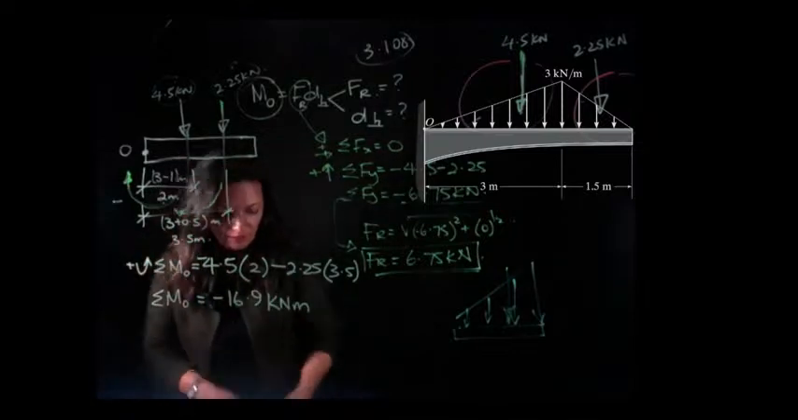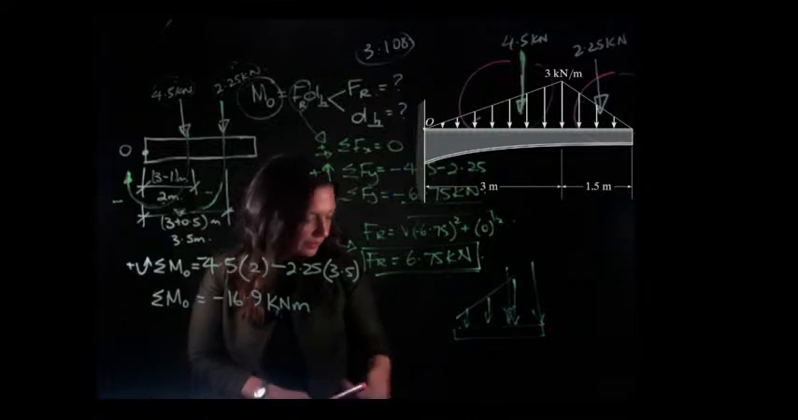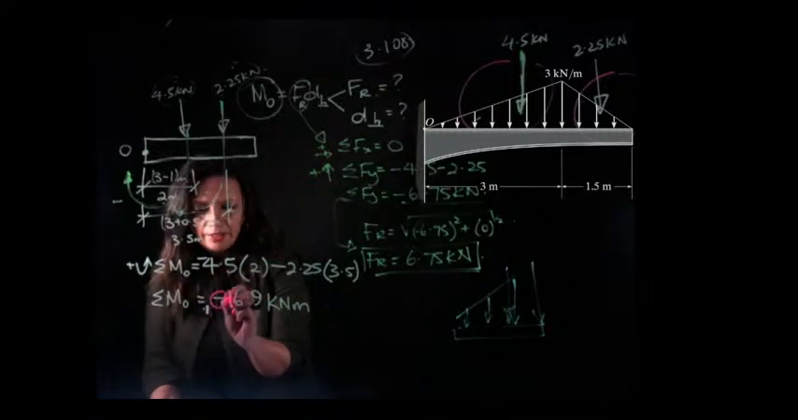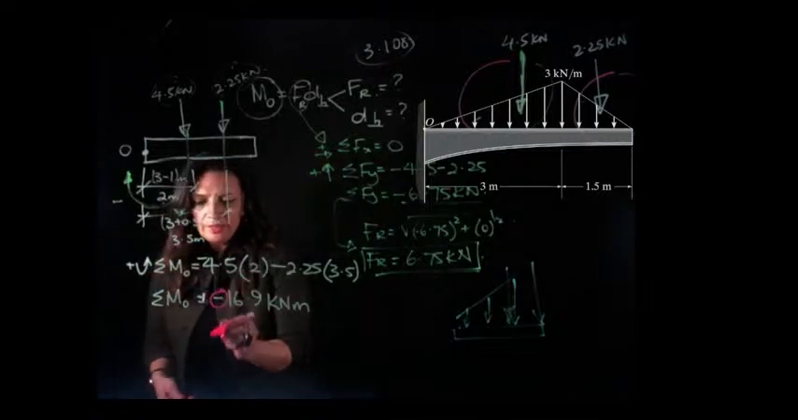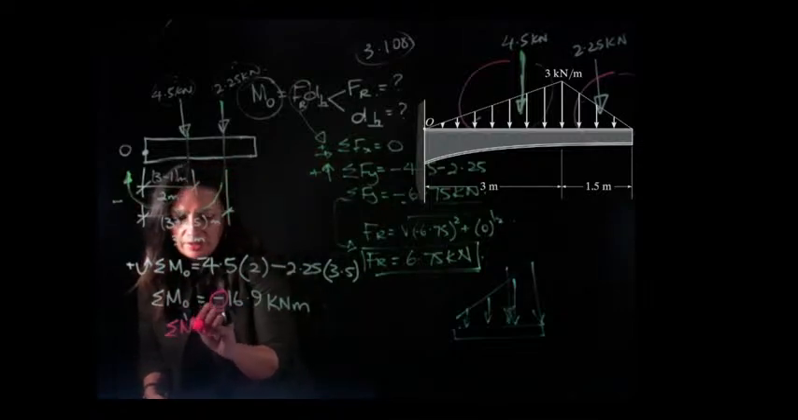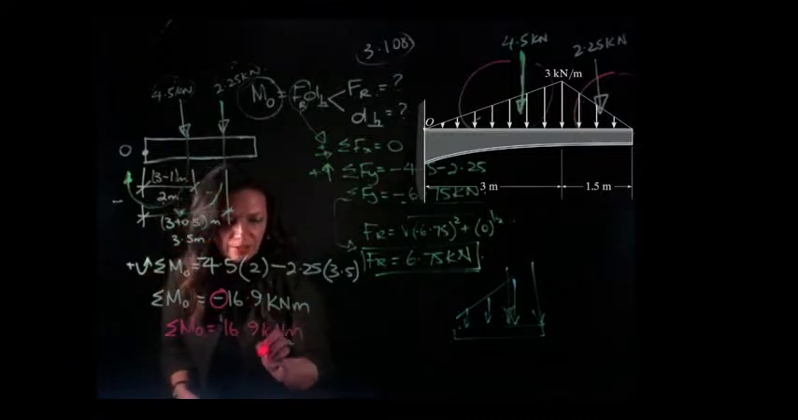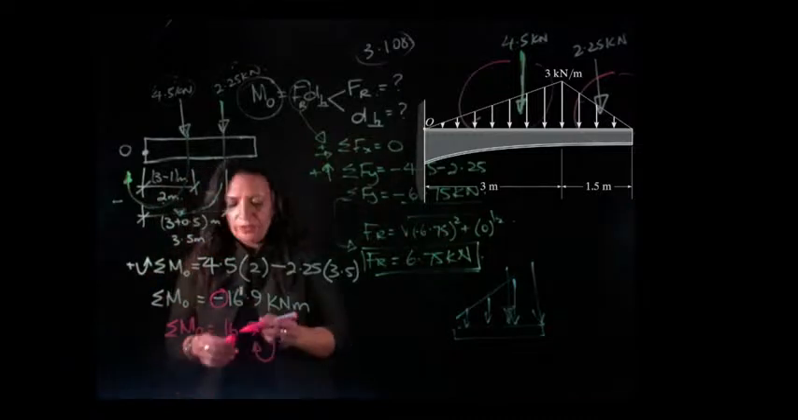And this negative sign here means that it's going in the other direction. So that means you're going to have 16.9 kilonewton metres going in this direction.